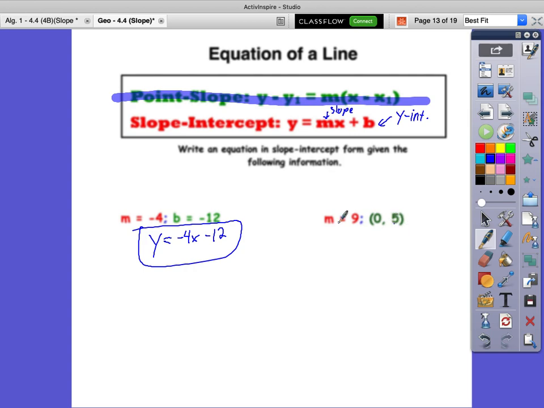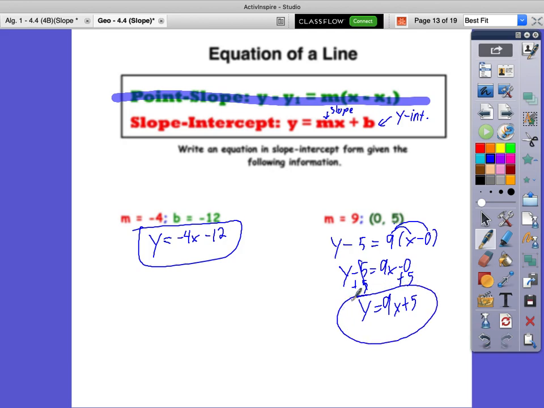Okay, so y minus y1. You do y minus whatever the y is here, is equal to m, 9, times x minus x1, which is 0. y1 and x1 come from our ordered pair. The normal y and x stay as the normal y and x. And from there we have to solve for y. So our first step would be to distribute. y minus 5 is equal to 9x minus 0. Add 5 to both sides, and we end up getting y equals 9x plus 5. We put it in slope-intercept form like it asked us to.